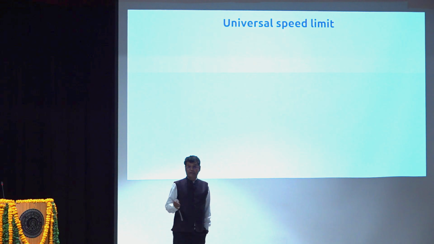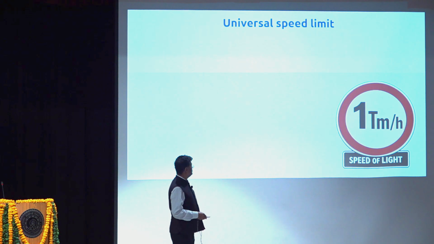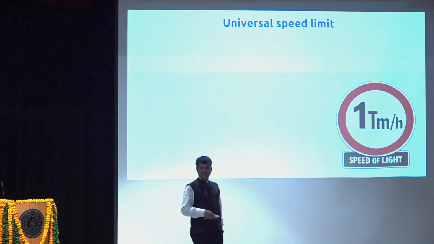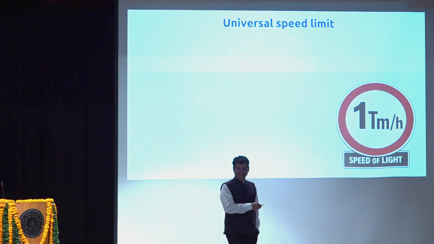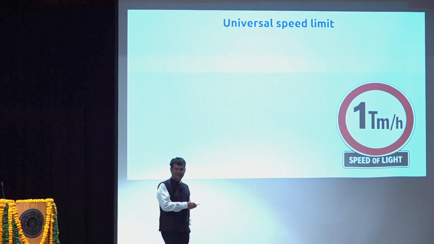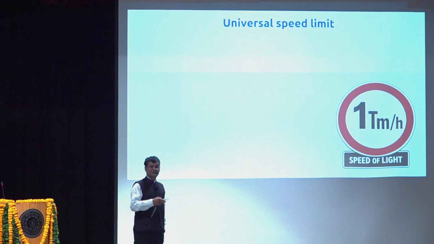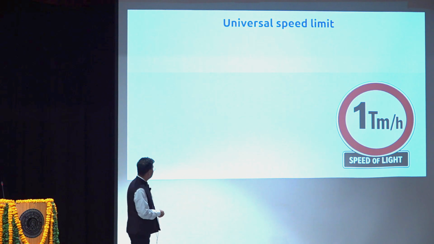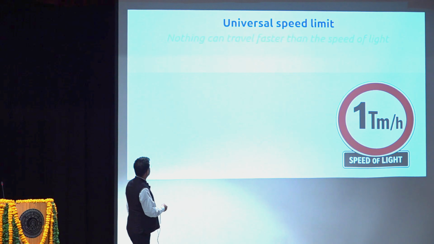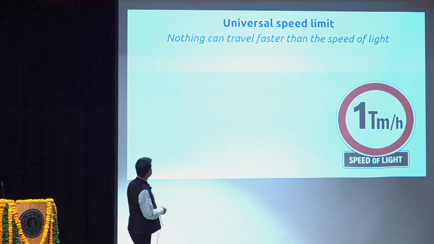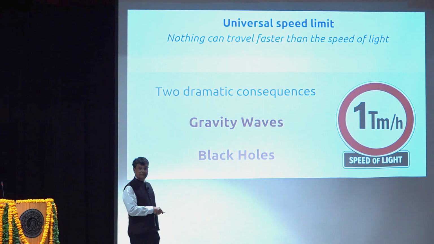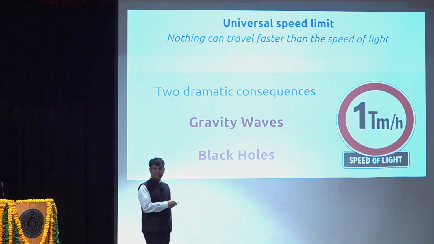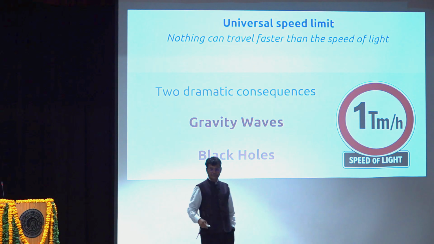Okay? And what that means is that there is a universal speed limit. It's not in kilometers, okay? It's in terameters. So it's roughly about 1 terameter per hour or 300,000 kilometers per second. Nothing can travel faster than the speed of light. And it has two dramatic consequences: gravity waves and black holes. And both of these are really at the frontiers of research.